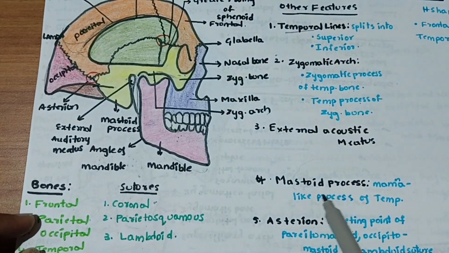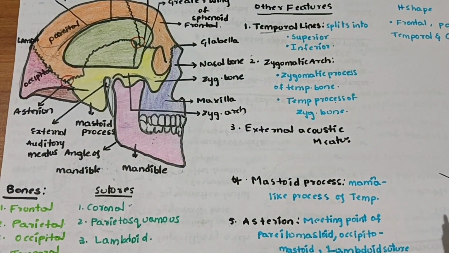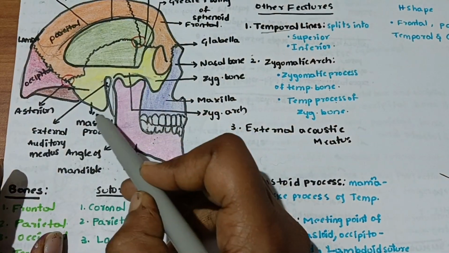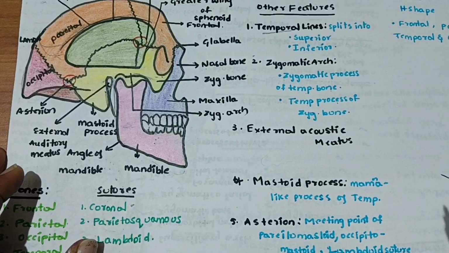Yes, mastoid process. It is a process that is an extending part of the temporal bone. It is the mastoid part of the temporal bone. This is a mastoid process. Yes, this is a mastoid process of the temporal bone.